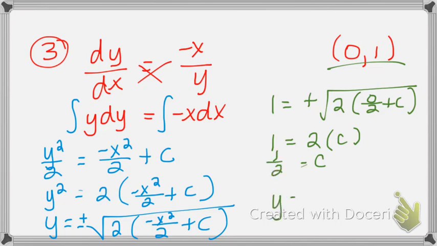So that means that y equals, remember, the positive square root of 2 times negative x squared over 2 plus a half. So it's different because we have y's and x's on this problem. Okay.